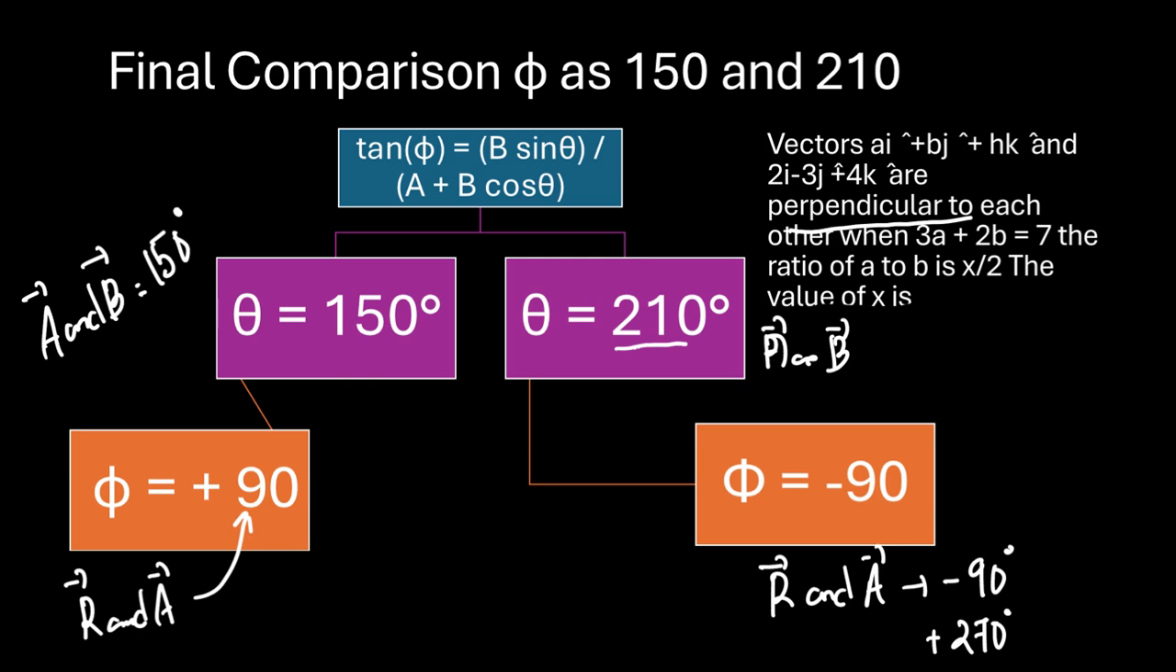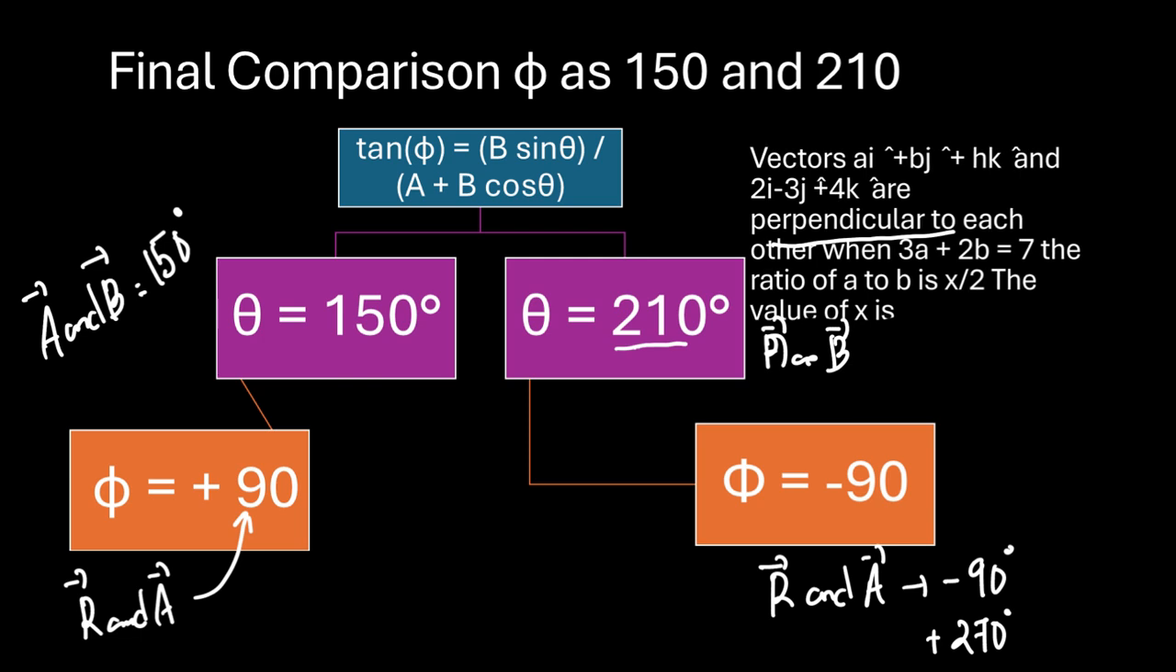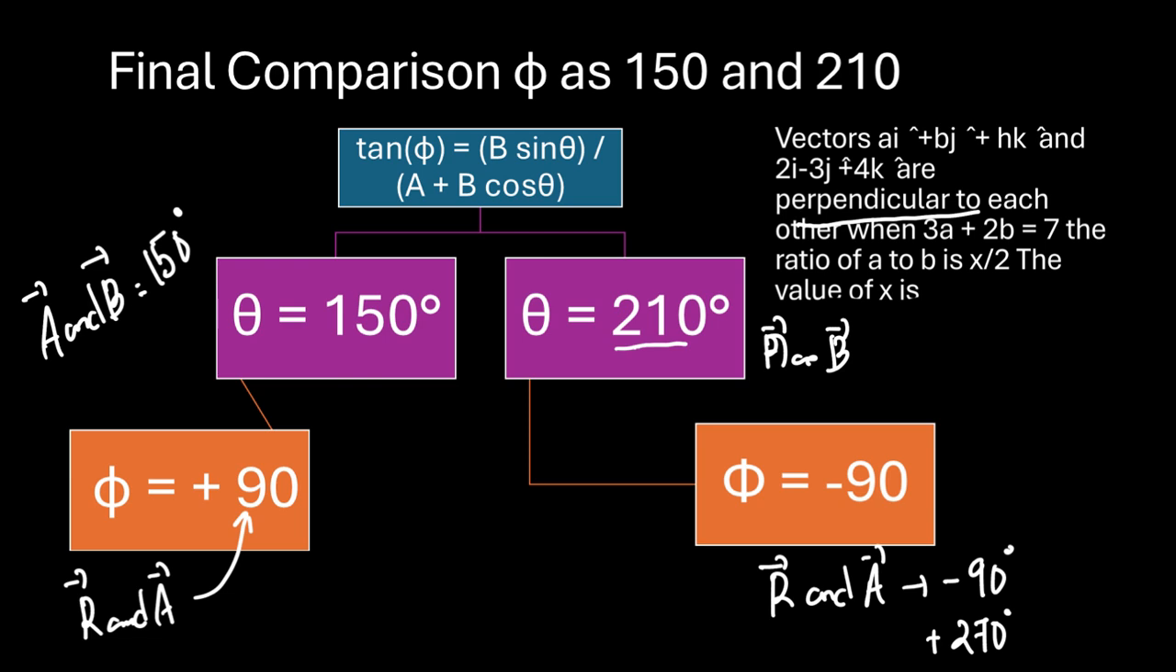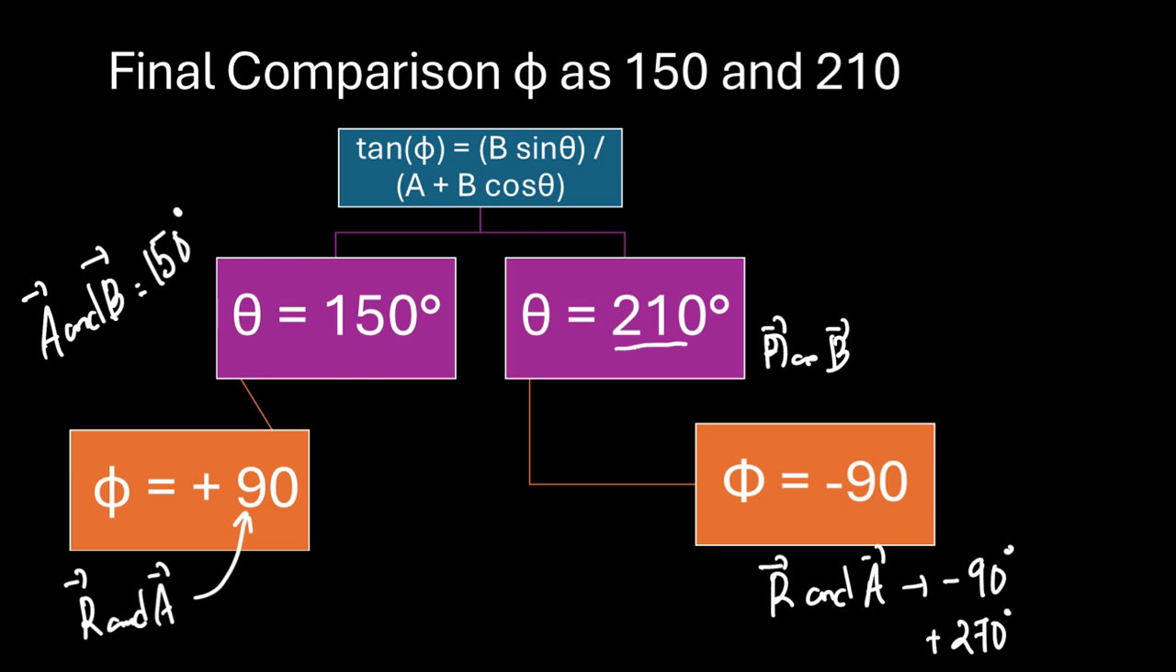Okay. Oh, wait. Did I bring in the wrong question here? Yes, I did. This was supposed to be the next question. My bad. So the angle between the two vectors should be 150.